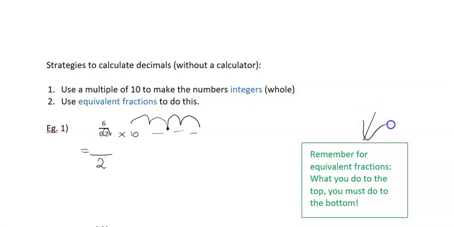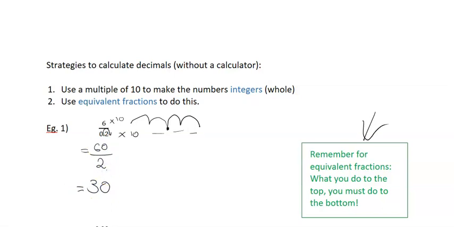This is where this rule comes into play. Remember, equivalent fractions, what you do to the bottom, you must do to the top, or what you do to the top, you do to the bottom. So if I did that to the bottom, I multiply the top also by 10. Okay, now because this is an equivalent fraction, if I've done the same thing to the bottom as I have to the top, all I then have to do is 60 divided by 2, which I know is 30.